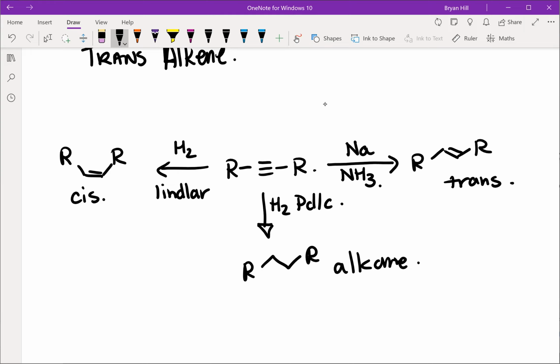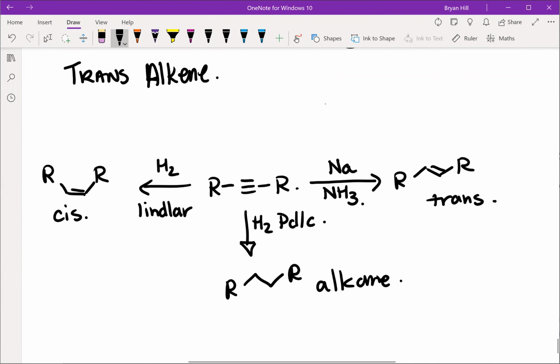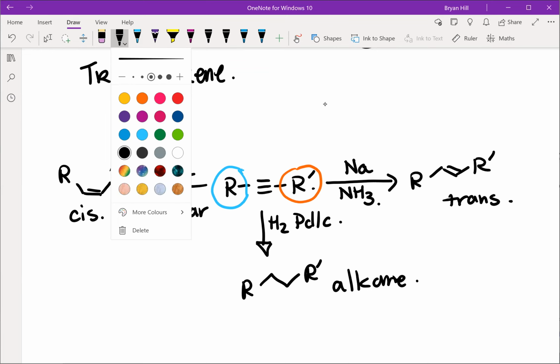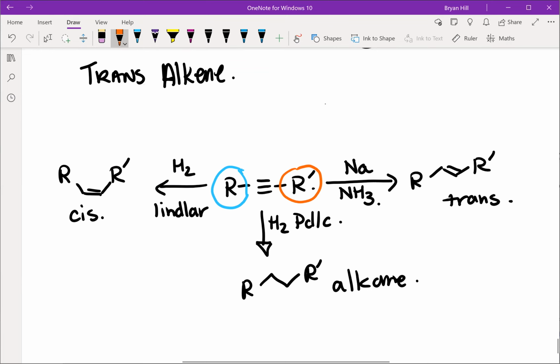Now the fun thing is, I've put two R groups here. I could just call this R primed on one of them. Later on we're going to find out how to install an R group on each side of a triple bond. And so this is going to allow us to make a whole bunch of potential products. And of course, we've already seen in the last chapter all of the fun things that we can do with double bonds.